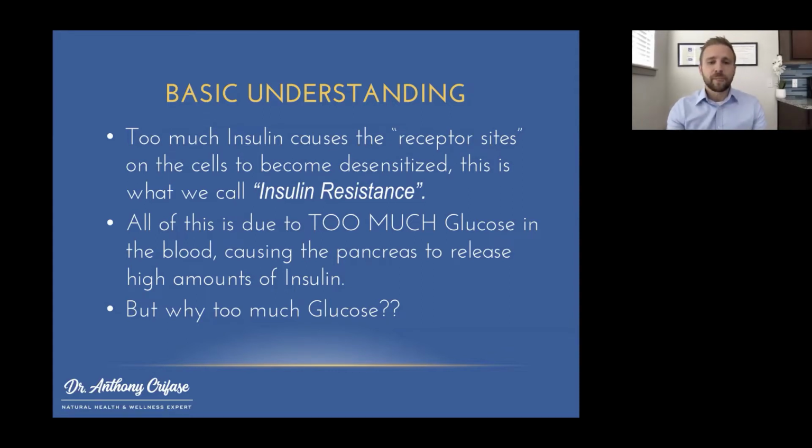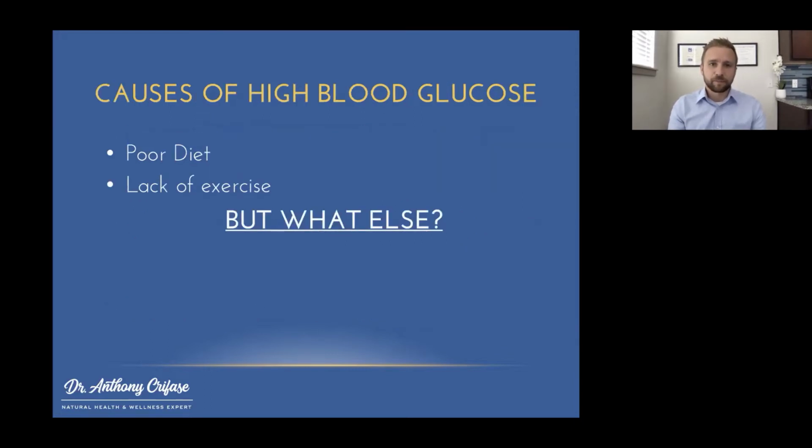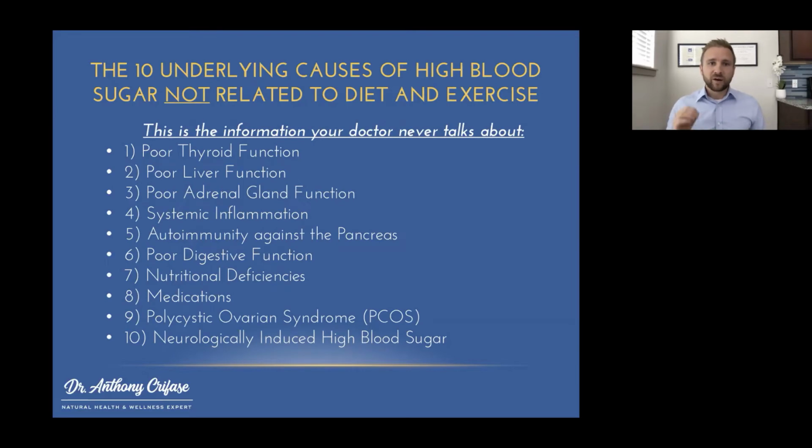But the question is, why is there too much glucose? So, causes of high blood glucose. Well, as we discussed, yes, poor diet can cause this. Lack of exercise can cause poor glucose management levels. But what else? There's a lot of other things that we need to look at when we're addressing chronic health conditions, including diabetes and prediabetes. So here are the top 10 underlying causes of high blood sugar that are not related to diet and exercise.